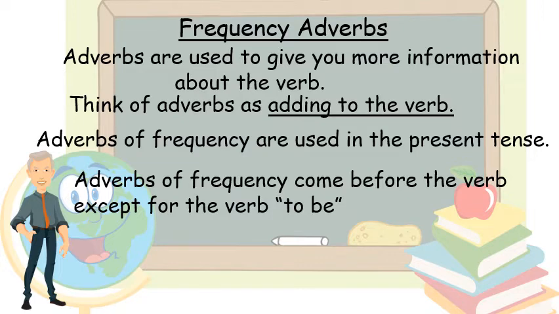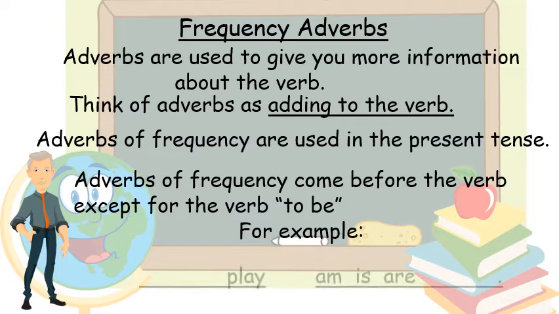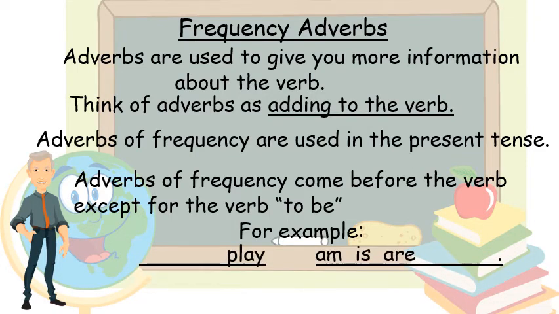Adverbs of frequency come before the verb, except for the verb to be. For example, the verb play in present tense, the adverb comes before the verb. In the verb to be, am, is, and are, the adverb comes after the verb.